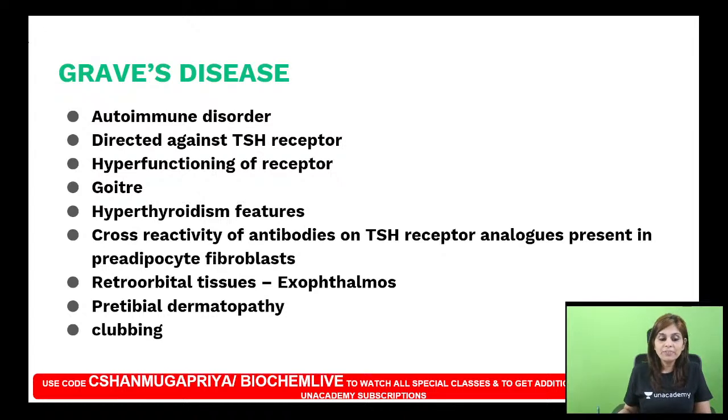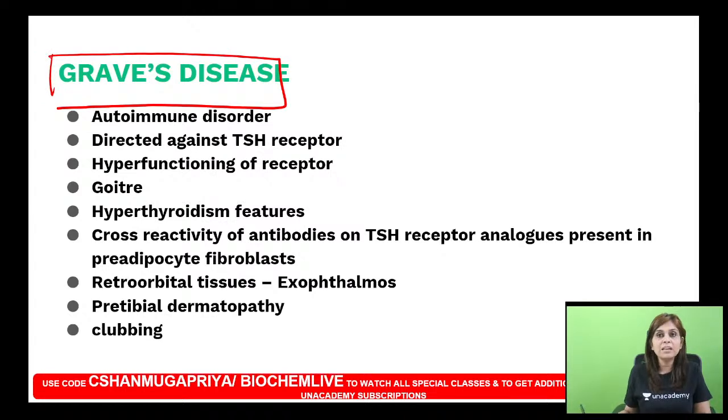So what are the facts that you have learnt about Graves' disease? When will you suspect Graves' disease? Whenever you find hyperthyroidism along with goiter. Do you understand this? Whenever you find hyperthyroidism along with goiter, and additionally, if you find exophthalmos, pretibial dermatopathy, acropathy, you should think of an autoimmune disorder, which is Graves' disease.